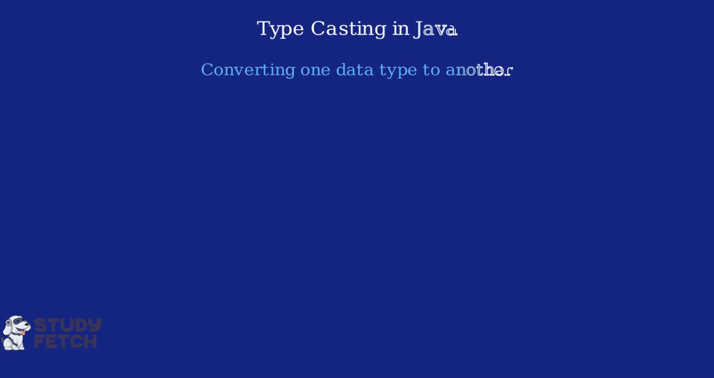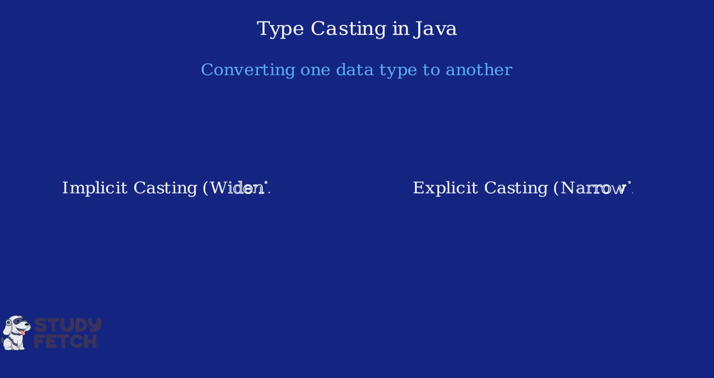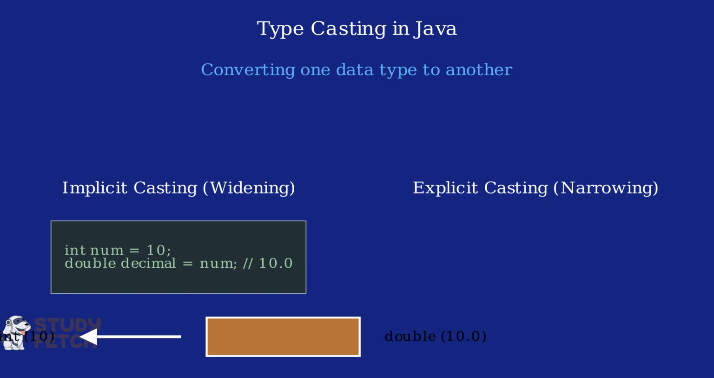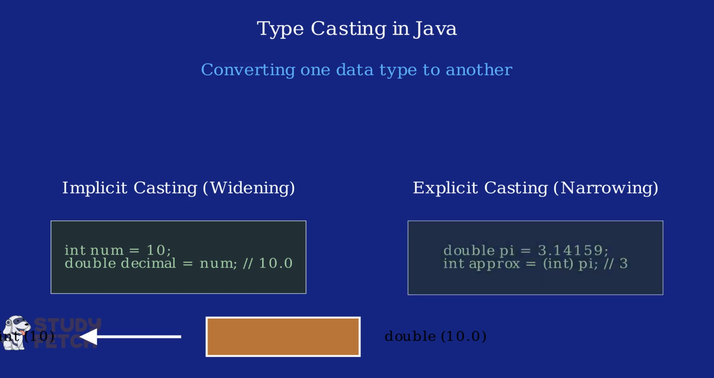Typecasting in Java is the process of converting one data type to another. Java supports two types of casting, implicit and explicit. Implicit casting happens automatically when converting from a smaller data type to a larger one, such as from int to double. Explicit casting requires manual conversion and can lead to data loss, such as when converting from double to int.